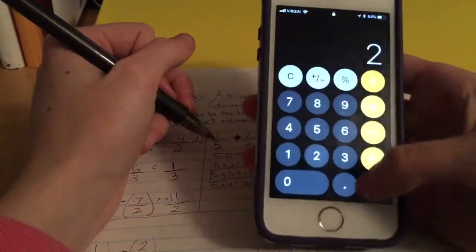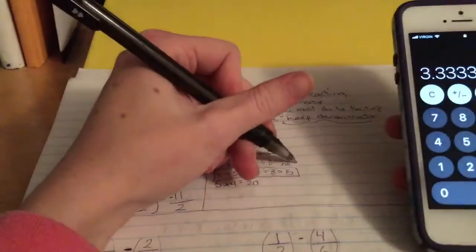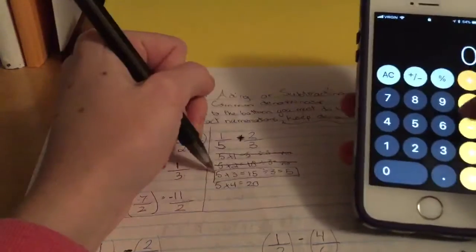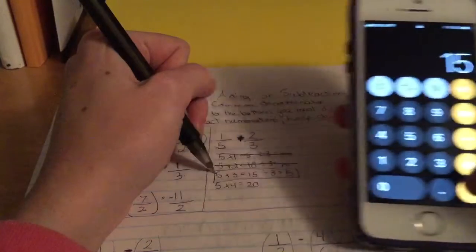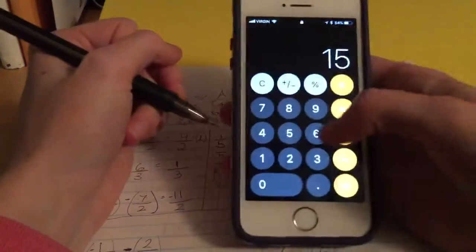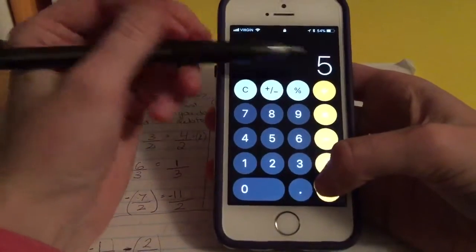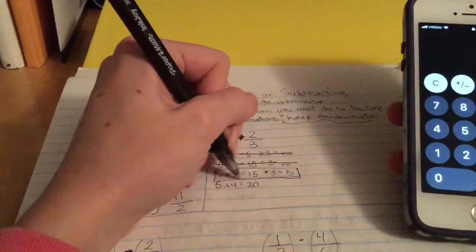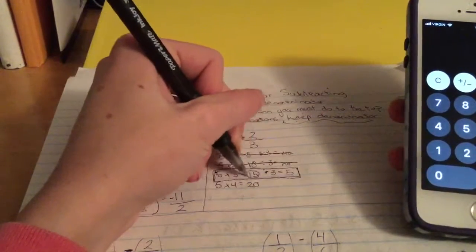5 times 2 is 10. Divided by 3 is, no, another not nice decimal. The next one is 5 times 3. So 5 times 3 is 15. And we're going to try to divide that by 3. So let's divide this by 3. That gives us a nice number, 5. So this is the one we're using here. Our lowest common denominator is this number, is 15.